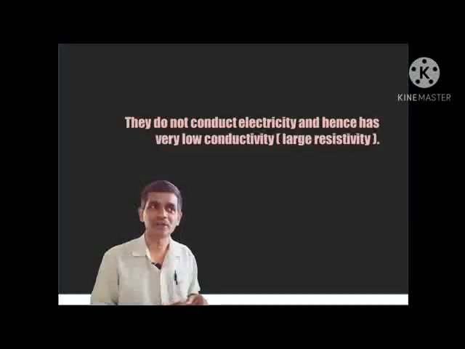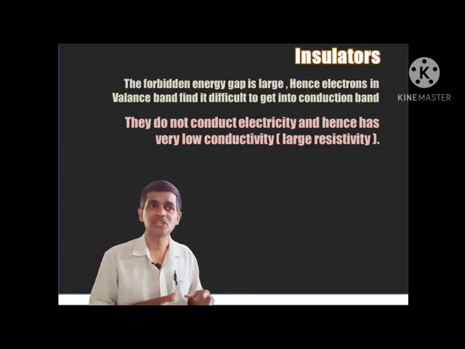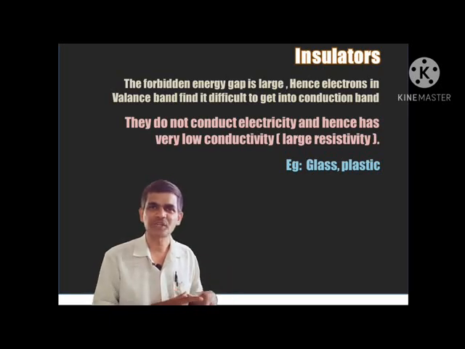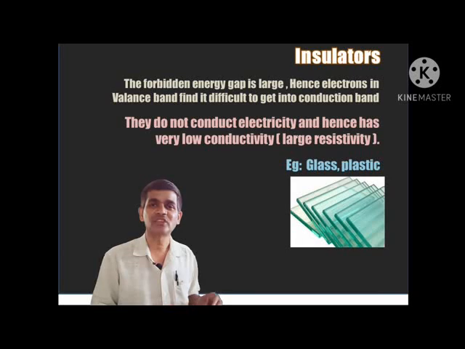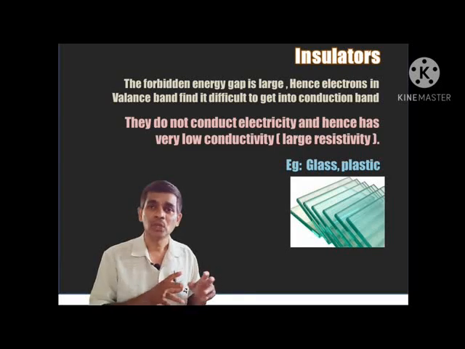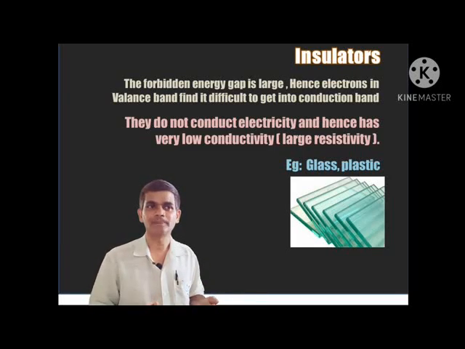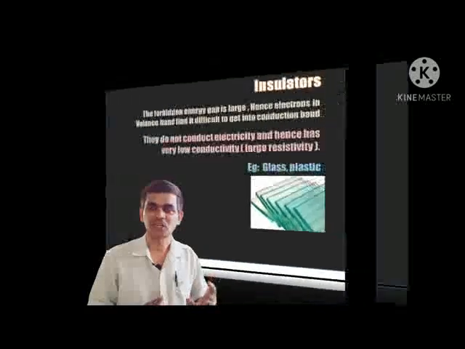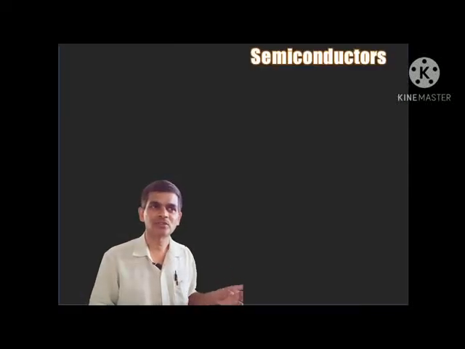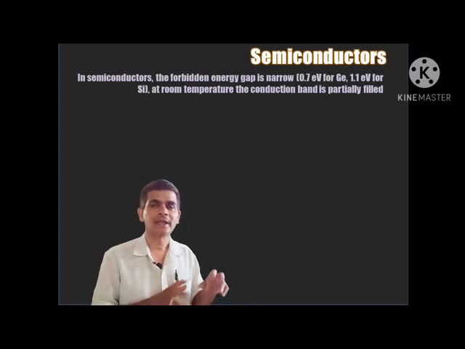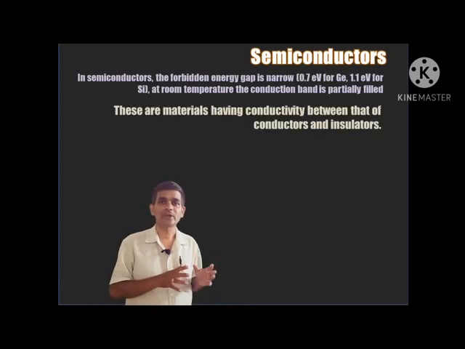Next, insulators. The forbidden energy gap is large, and hence the electrons in the valence band find it difficult to get into the conduction band. You cannot find any electrons in the conduction band. The conduction band is empty, and due to that reason they do not conduct electricity or current, and hence they have low conductivity or high resistivity. Examples: glass, plastic, wood, etc. They are insulators because of those reasons, or they are non-metals. And in the case of semiconductors, a narrow energy gap exists between the conduction band and valence band.